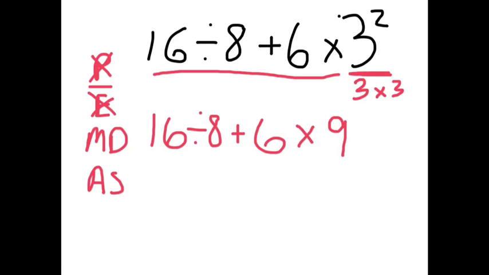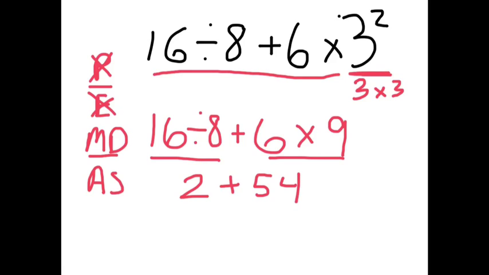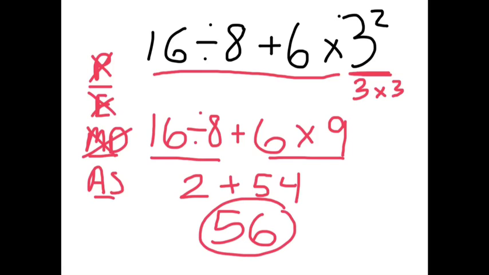Okay, so we finished our exponents. Now we're on multiplying and dividing, and we start on the left. So we got 16 divided by 8 is 2, and we don't worry about the plus yet. And we finished this 6 times 9, which is 54. We have finished, we've done all the multiplying and dividing. Now we finish our adding and subtraction. The answer is 56. It really helps out to write down each step. You won't have as many mistakes if you write down each step nice and neat.